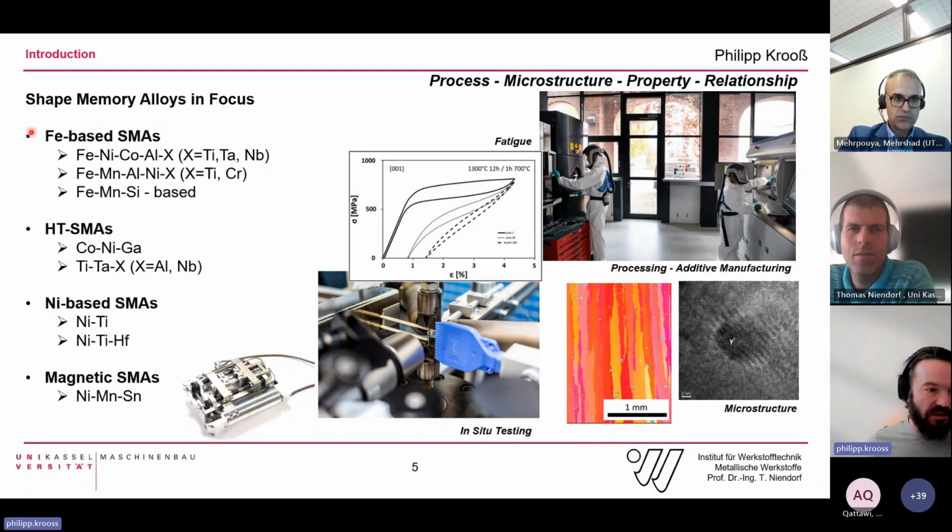In general, we have a lot of SMA systems in focus. One of the main focuses is, I would say, the iron-based SMA systems, so iron-nickel, cobalt-based systems, iron-manganese-aluminum system, iron-manganese-silicon system, the system Christian just talked about, and some high-temperature shape memory alloys like cobalt-based and titanium-based alloys, nickel-based shape memory alloys, nickel-titanium, which will be the talk from today, nickel-titanium-hafnium high-temperature shape memory alloys, and also recently we got a project on nickel-manganese-based magnetic shape memory alloys. Here we focus on multicaloric effects.